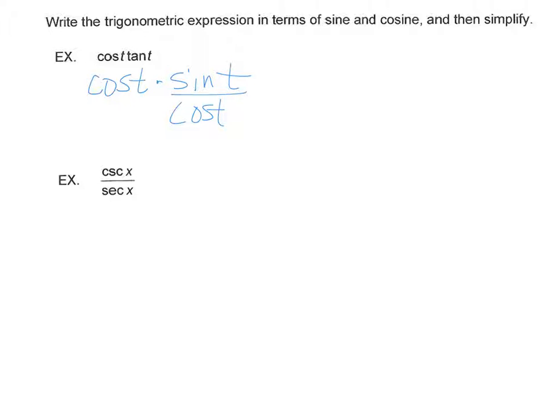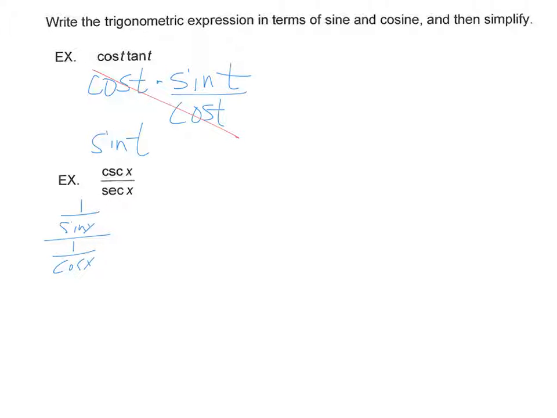Now we have a cosine on top and a cosine on bottom. Those can cancel, and we're just left with sine. And so then it's simplified. The next one, cosecant over secant, you would have to use reciprocal identities. Cosecant is the sine flipped over. The secant is the cosine flipped over.